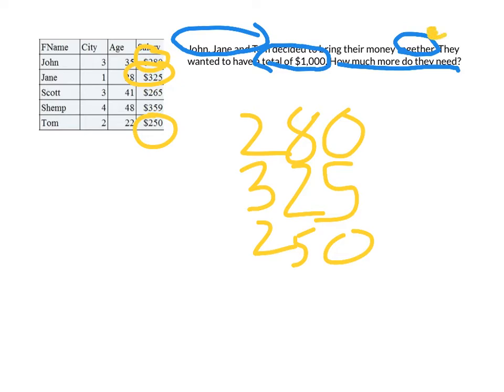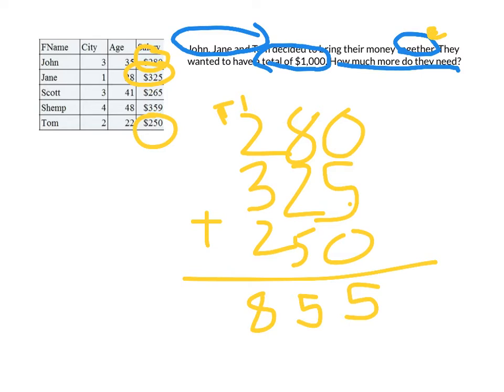So that's the sum of how much they have. So 0 plus 5 plus 0 is 5. 8 plus 2 is 10. Plus 5 would give me 15. And I can only have one digit in my place value, so I carry up my group of 10. 1 plus 2 plus 3 plus 2 would give me a total of 8. So together, they have $850.